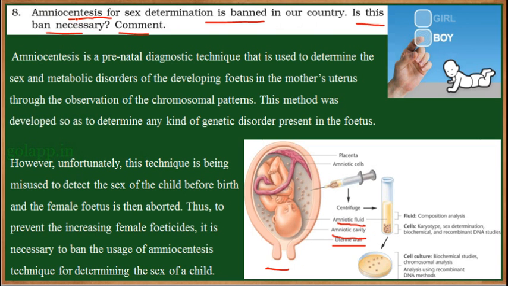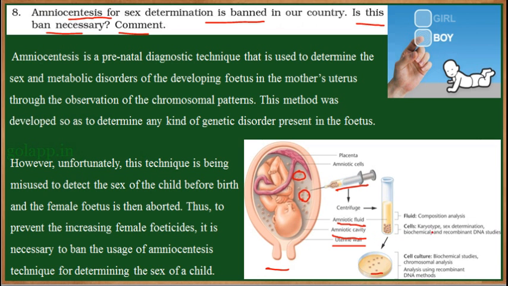Amniocentesis is done by extracting the amniotic fluid from this cavity with the help of a syringe. As they extract the amniotic fluid, the cells over here are also extracted along with the fluid. These cells are dead cells released from the developing fetus. By using these cells, any genetic disorder associated with a child can be determined.